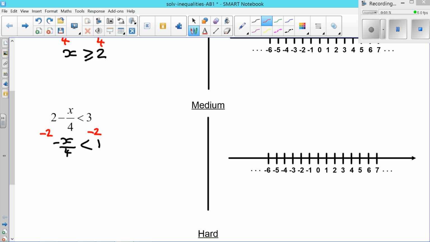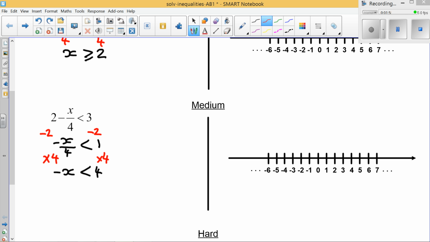My next step is to get rid of the divide by 4, so I multiply both sides by 4 and that gives me minus x on the left hand side is less than 1 times 4 is 4. This is not my solution because it has a minus x. I need a plus x.